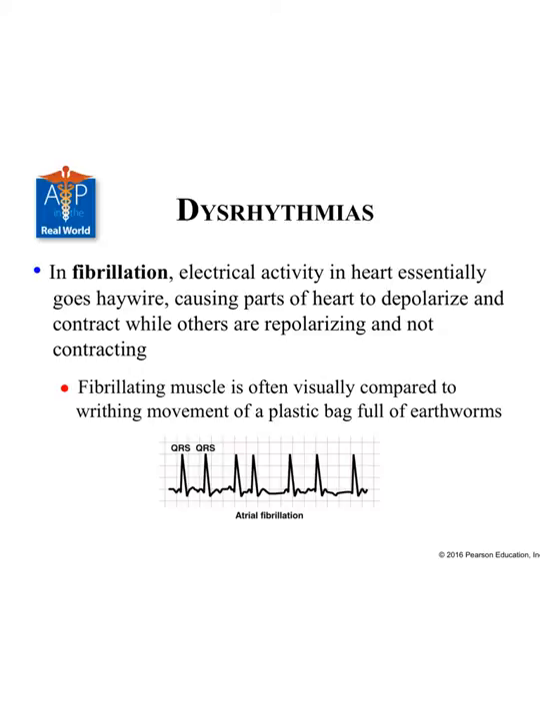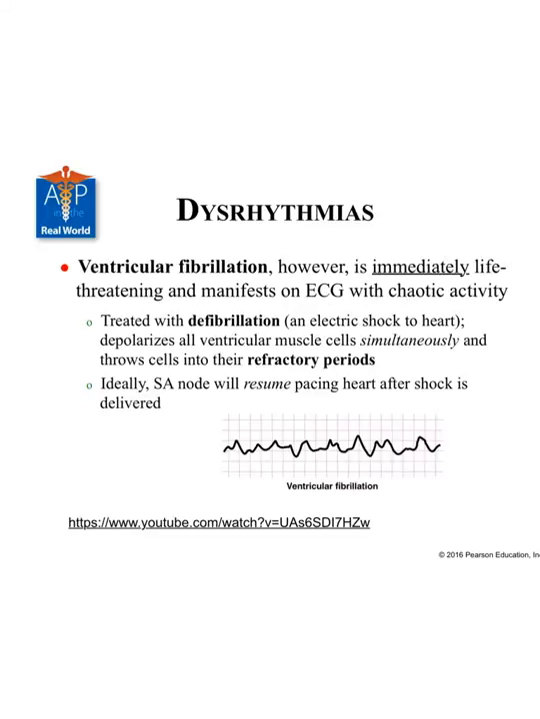Again, with the heart, you want each chamber to contract all at once. If they're doing that at different times, that's not going to be an effective way to create blood pressure and therefore blood flow. So there is atrial fibrillation, which you definitely don't want, but that's not nearly as severe as ventricular fibrillation. Ventricular fibrillation is immediately life-threatening because the ventricles are what directly pump blood into the pulmonary and systemic circuits. So if this is going on, they will use defibrillators, where they basically electrically shock your chest.